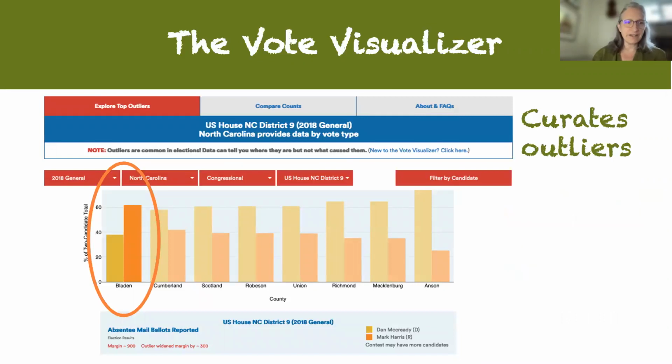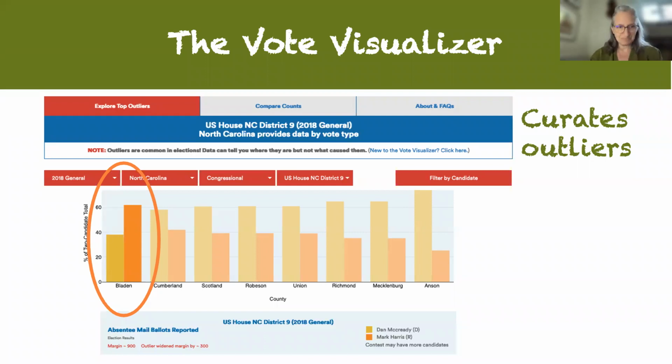One is called Explore Top Outliers, and it curates outliers. So it actually does some active analysis. There's an algorithm. And if you say, for instance, I'm interested in congressional contests in North Carolina in 2018, it will show you some of the most interesting outliers. And the one that you see here is one that actually led to a reversal of election results because it turned out that someone was cheating in Bladen County, and that person got caught. And it comes up naturally from the analysis.